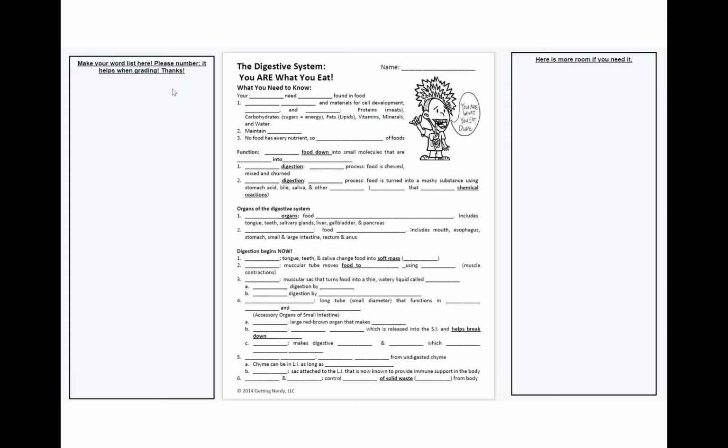If you'll put them in order or number them, that'd be really great. Even though number 1 has several blanks, just number each blank starting with that first line: your blank need blank found in food. That would be 1 and 2. It would be just really helpful for me to grade that if it's numbered, so I would appreciate that.